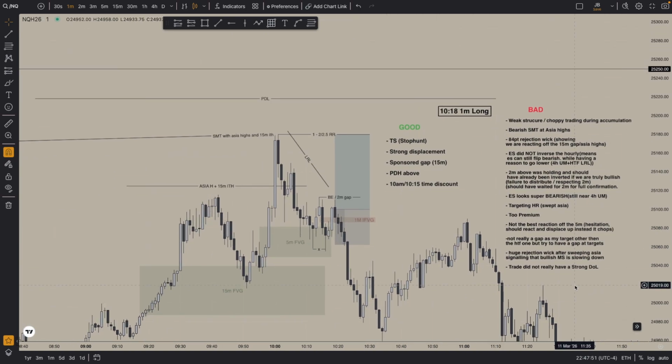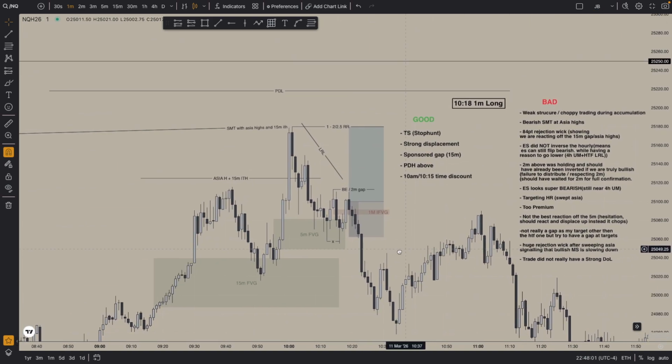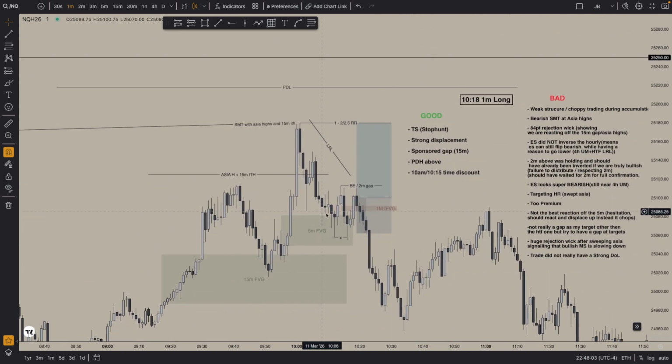But let's talk about the bad things. This was not a good setup. This lost for a very obvious reason, which I did not know in the beginning. But first we're going to talk about the weak structure and the choppy trading during accumulation. You can see right here, we're kind of just accumulating. I'm taking a trade during the accumulation, which is not a good idea. We also have this weak structure.